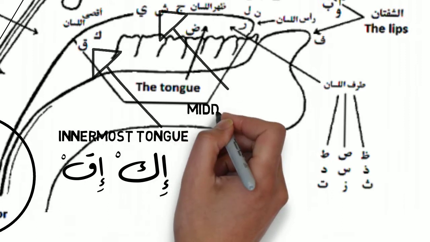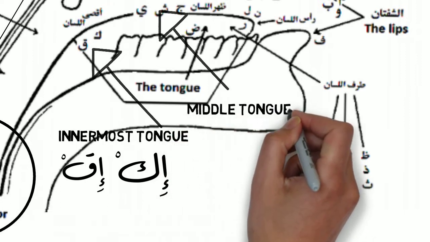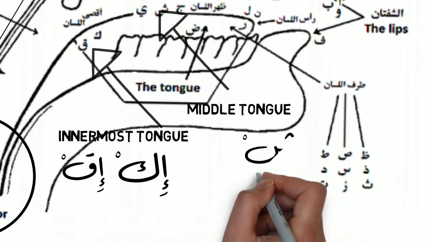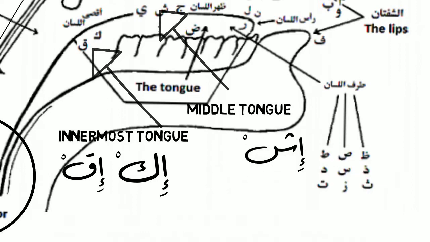And then we go to the middle tongue. The middle tongue is really the bulk of the tongue. If you put your hand under your jaw, you won't feel that there is a certain place in which the tongue has the most prominent movement. It's really just the whole tongue moving. Ish, ish, ish.